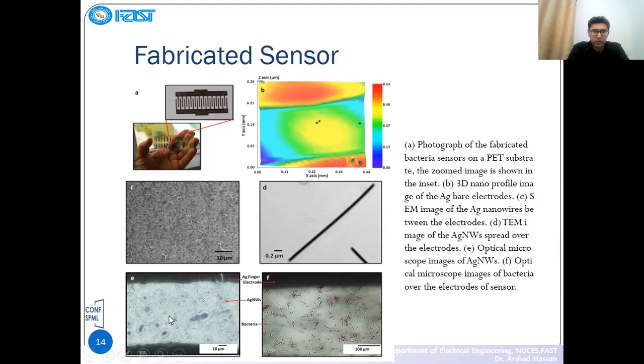And in the E part, you can see the optical microscope images of bacteria and optical images of Ag nanowires. Here, these are the Ag nanowires, and in the F part, you can see the optical images of bacteria between the electrodes. So these blacks are electrodes. Here you can see. So it means the sensor is fabricated well.